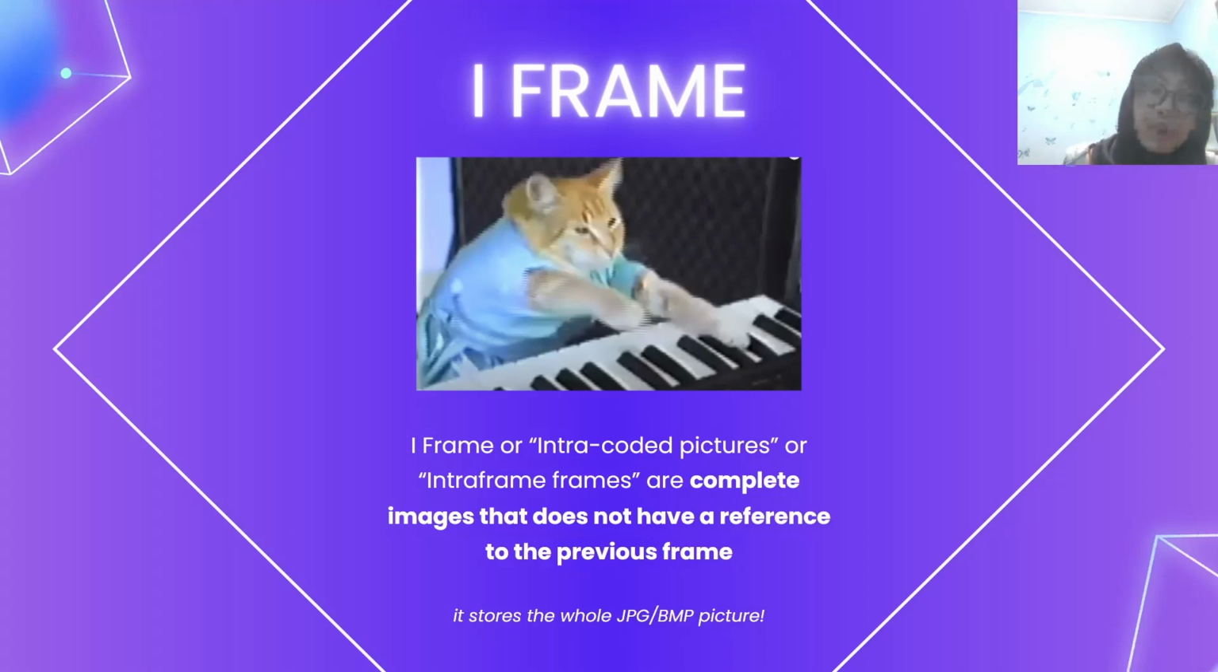First is the I-frame. The I-frame, or intra-coded picture, or intra-frame, is a complete image that does not have a reference to the previous frame. Picture it as a full-on JPEG or PNG picture. It stores a whole image and does not reference any other image. It's a whole fully completed image that the video stores, and this usually serves as a reference point for other frames.